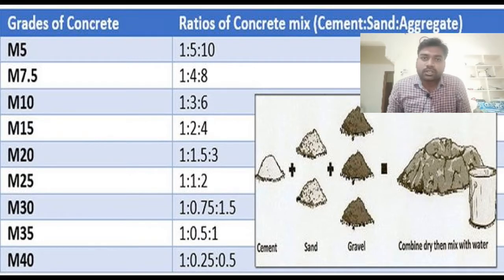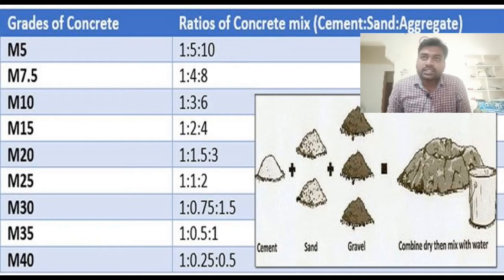So usually for concrete, first we need three main things: one is cement, second is sand, and third is coarse aggregate. These are the three things we're going to have while preparing the concrete.